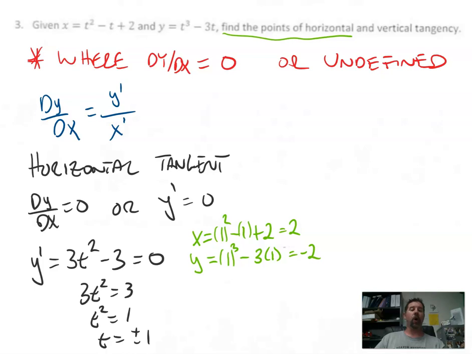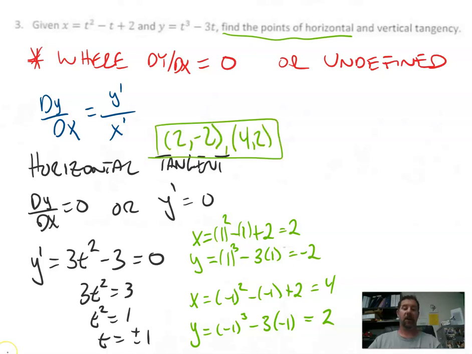So when we plug 1 into x and y for the first point, when I plug 1 into x, I get 2. And when I plug 1 into y, I get negative 2. Now I've got to go plug in negative 1. And when we plug in negative 1, we get 4 and 2. So the 2 points for the horizontal tangent are (2, -2) and (4, 2). All right, there we go.